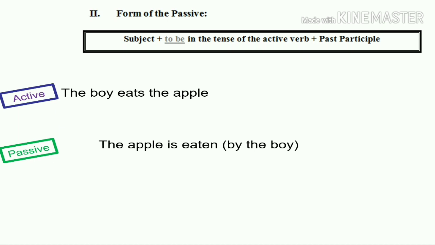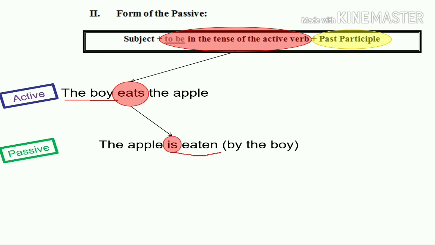The boy eats the apple. Where is the subject? It's here. And eats is the verb. Now when we change it into the passive form, it becomes is eaten, right? Is is the verb to be in the tense of the active verb, and eaten is the past participle of this verb, eat.